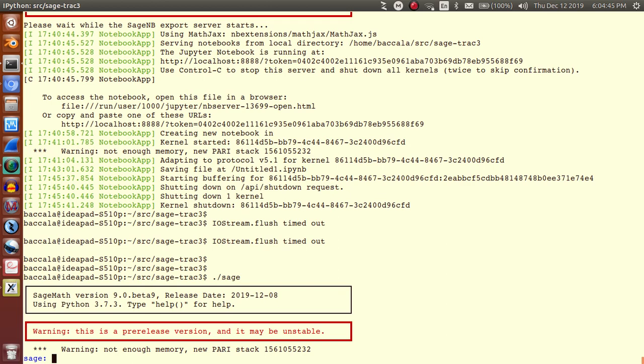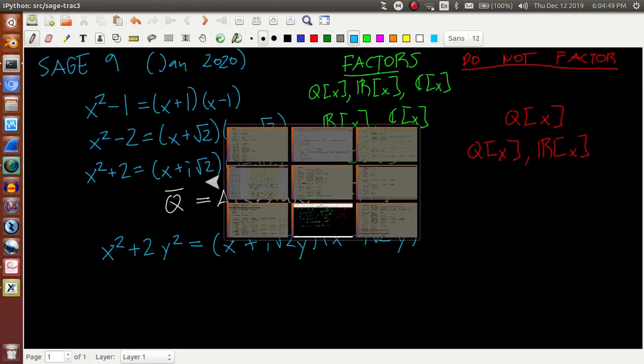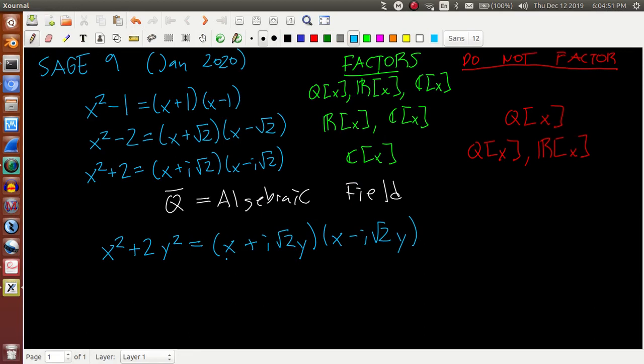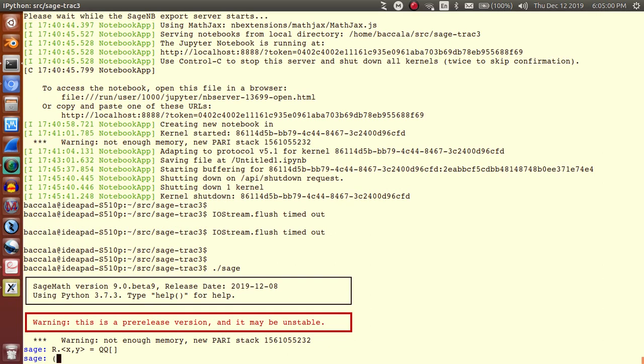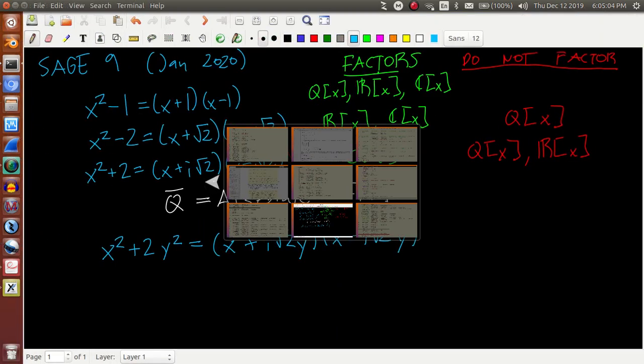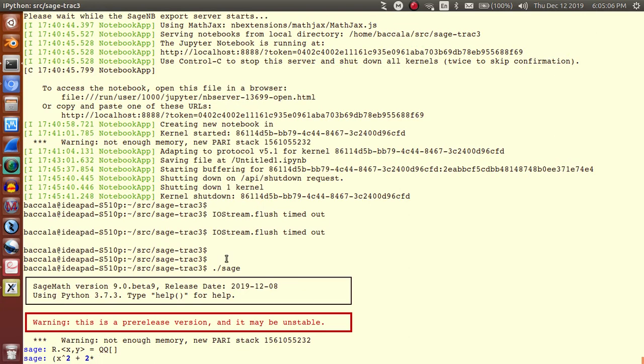It's just, what is it, December 8th. 9.0 is coming. This is a pre-release of 9.0. So let's say how we want to set this up. You say R.xy equals QQ, and then take something like, what was it, x squared plus 2y squared, right? And factor it.